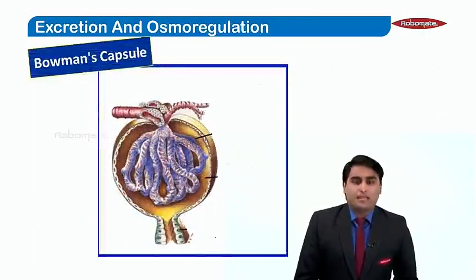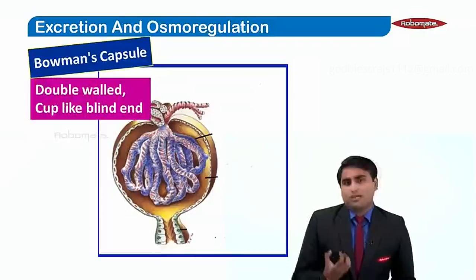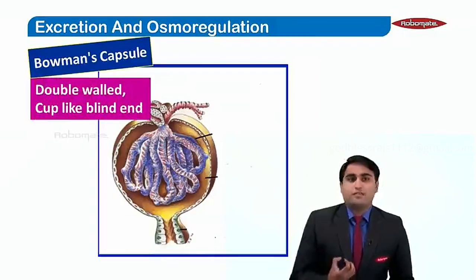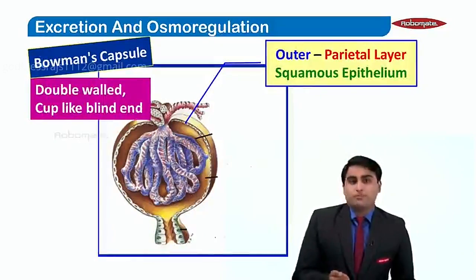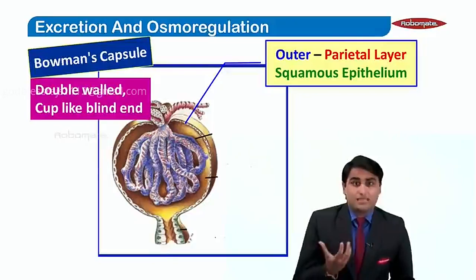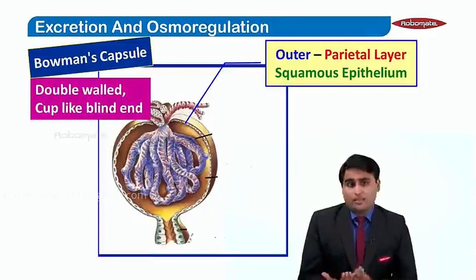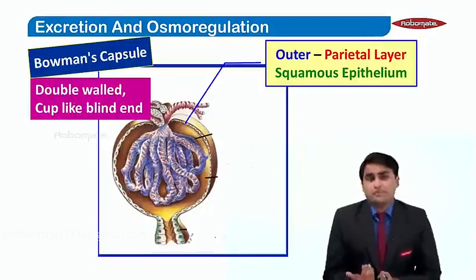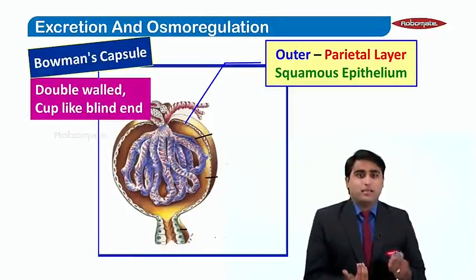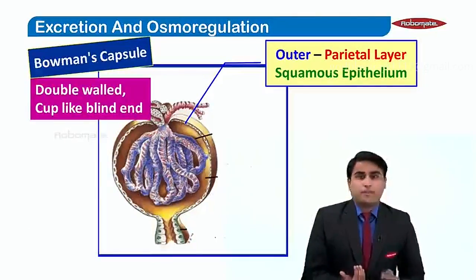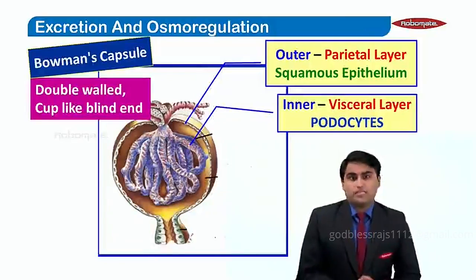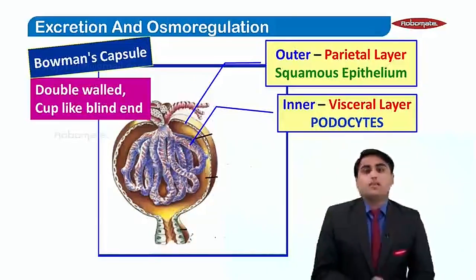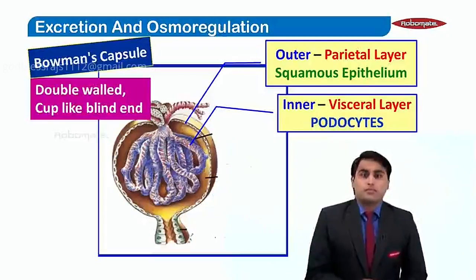Now let's see the Bowman's capsule. Bowman's capsule is a double-walled cup-like structure which has the proximal end blind. As I told you, it's a cup-like structure, so it has two coverings, the outer covering and the inner covering. The outer covering is termed the outer parietal layer, which is formed by a single layer of epithelial cells called squamous epithelium. The inner layer is called the visceral layer, which is also formed by a single layer of squamous epithelium.